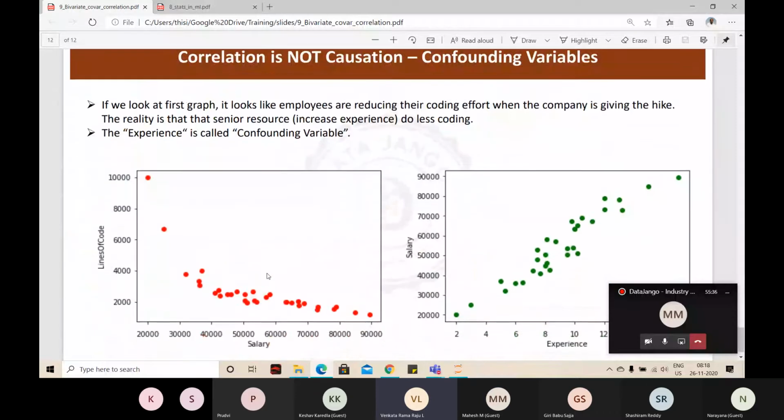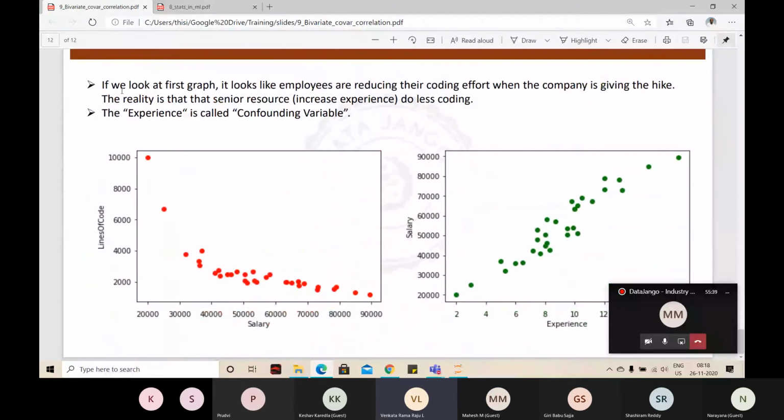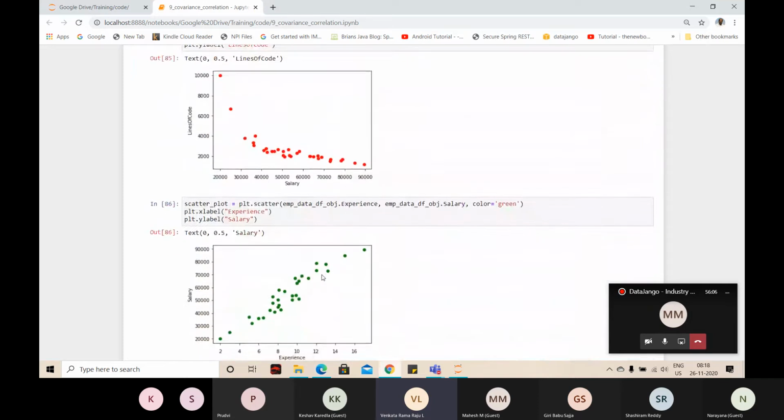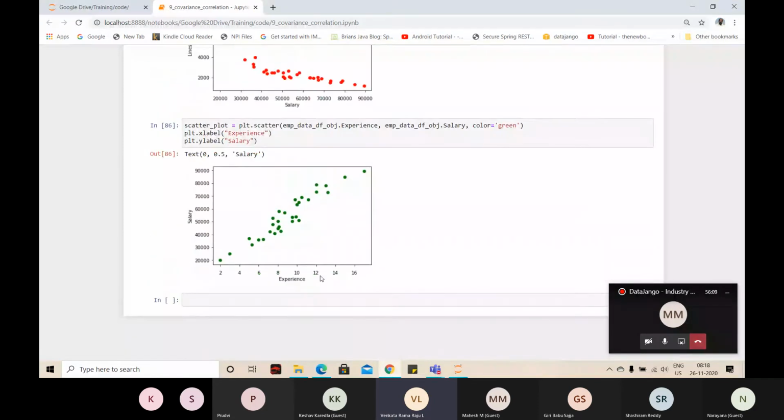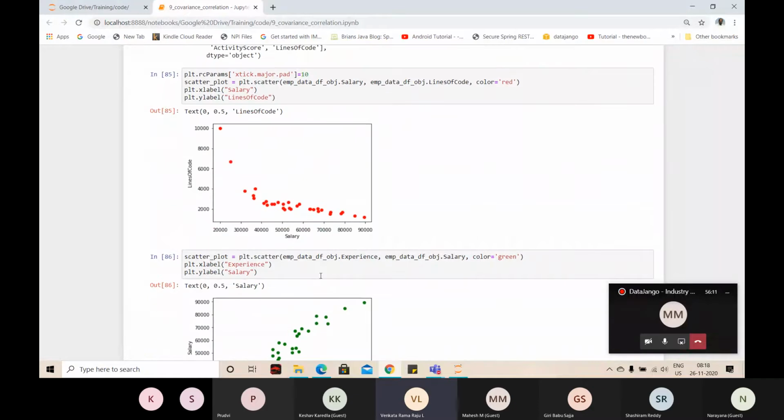Okay. If you look at the first graph, it looks like employees are... I think I have flipped it. I need to take the same on the x-axis and y-axis. So with lines of code and salary, I'll go back to that. I think the X label is experience and salary. I think I have to take both.